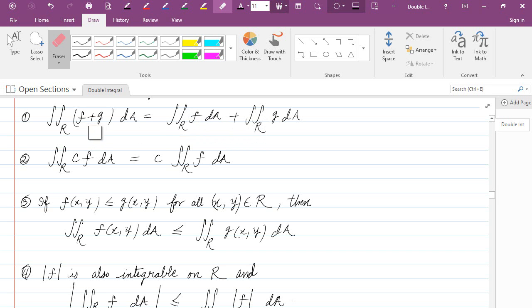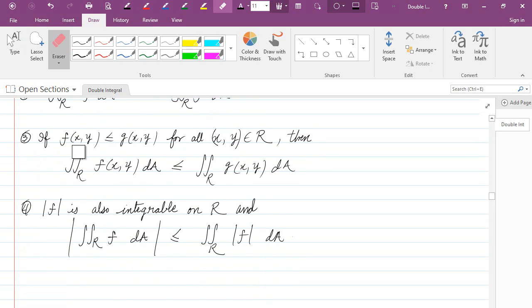So number one is telling us that we can take the double integral of a sum term by term. The double integral of c times f is the same as c times the double integral of f. So if I have a constant factor in my integrand, that can be taken outside of the integral.